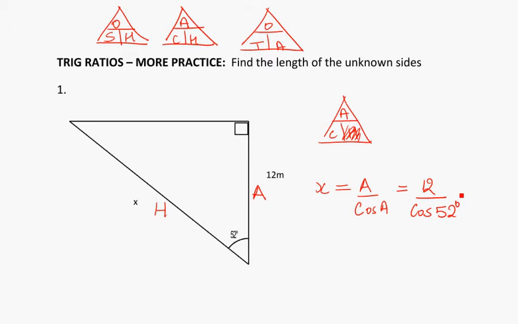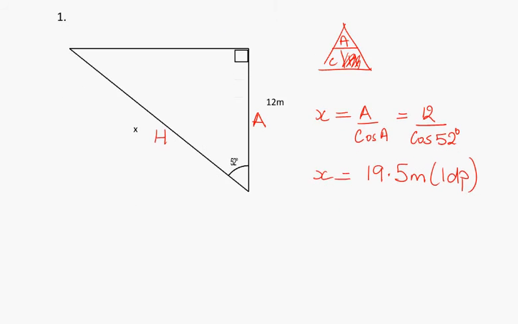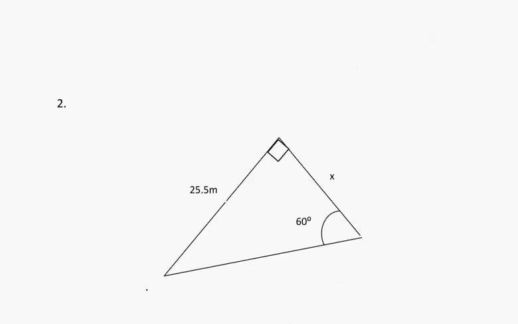Now once I have my equation, I go to my calculator and go 12 divided by cosine 52 and find that it equals 19.5 meters rounded to 1 dp. Check to see if that's sensible. Yes, it's the longest side and it's bigger than 12. Okay, another practice question.